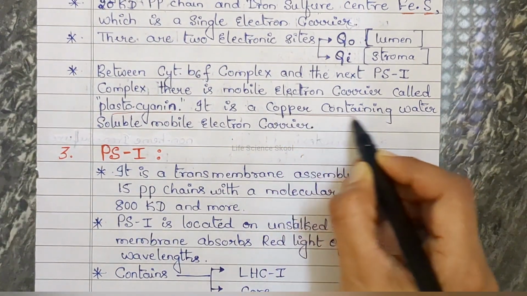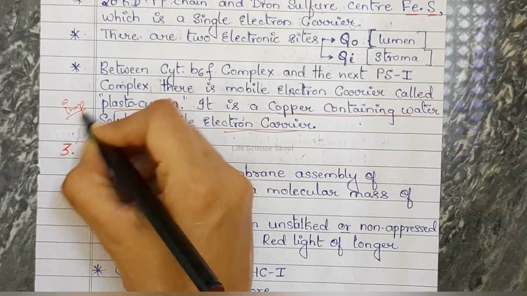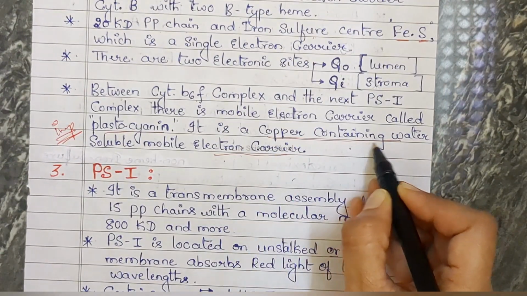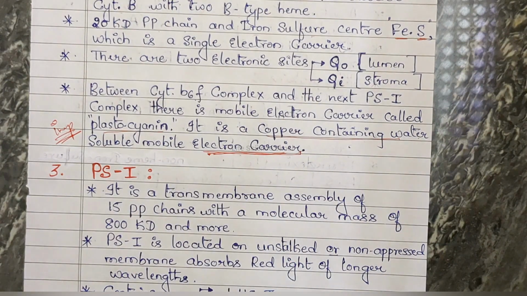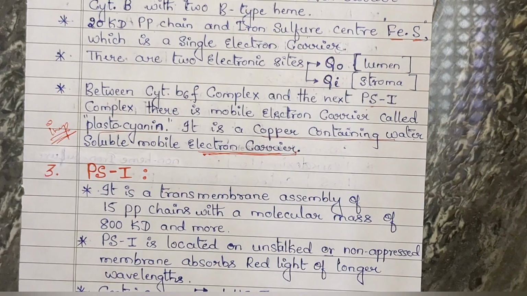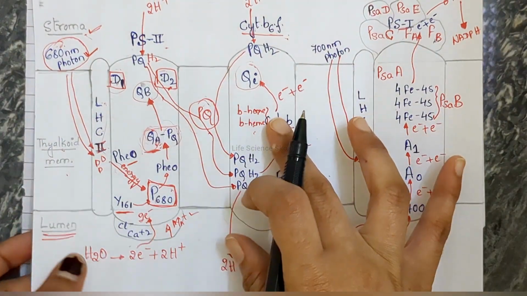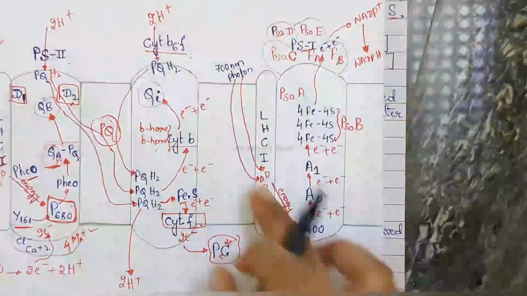It is a copper containing water soluble mobile electron carrier, and this one is important, they might ask. The copper containing water soluble mobile electron carrier is plastocyanin, which is present between the cytochrome B6F complex and the PS1. I'm hoping this cytochrome B6F complex is understood. Now I will move on to the last one, that is PS1.